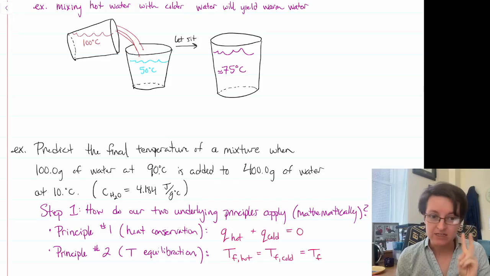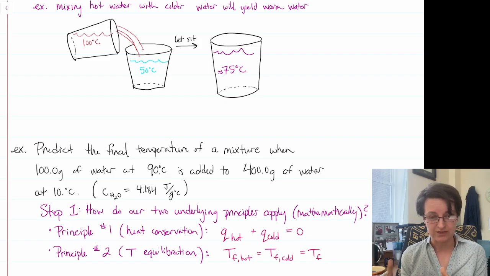So in this case, I've identified the two objects that are in my universe that I care about and that I think might be doing some heat transfer. And I'm going to set them equal to 0 because I know the principle of heat conservation. The sum of all the ways they're transferring heat has to add up to 0 because heat is not leaving this universe and is not entering this universe.